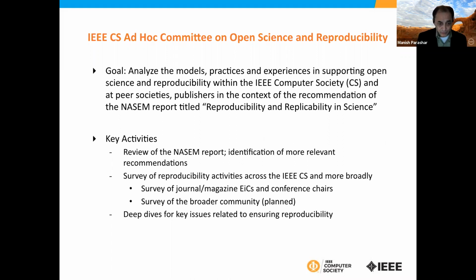So the few key activities that we did over the past few months: we looked at the report in detail and found out which of the many recommendations in that report were most relevant to this work. We took a survey across the IEEE Computer Society. We started with the journals, magazines, and conference chairs within the Computer Society, but our goal is to have a broader survey, which we are currently planning. And then we identified the key issues related to ensuring reproducibility, and did some deep dives where we spent a meeting or two focusing on what the issues were, what was going on, and what the Computer Society and IEEE more broadly should be doing.